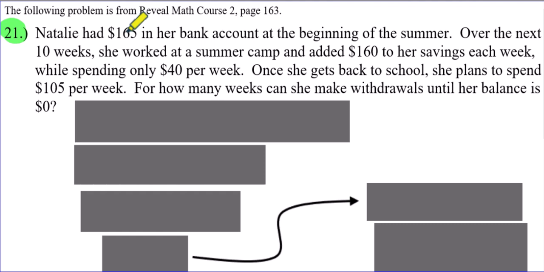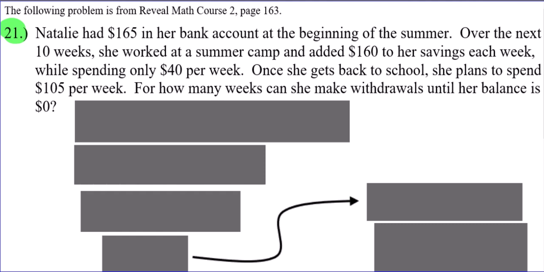Natalie had $165 in her bank account at the beginning of the summer. Over the next 10 weeks, she worked at the summer camp and added $160 to her savings each week while spending only $40 per week. Once she gets back to school, she plans to spend $105 per week. How many weeks can she make withdrawals until her balance is $0? Okay, that was a lot to read.